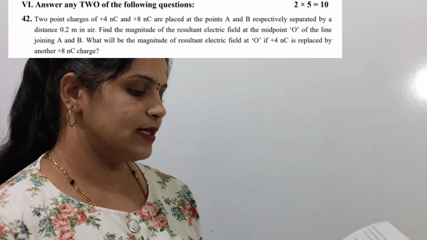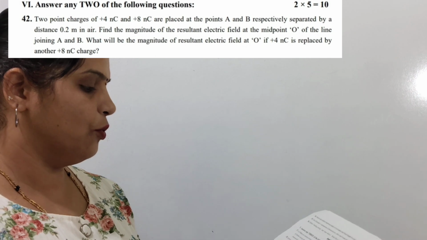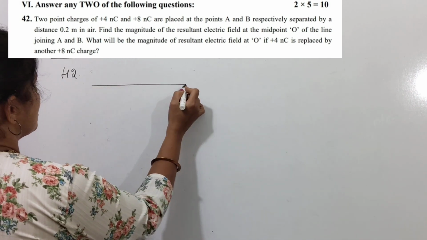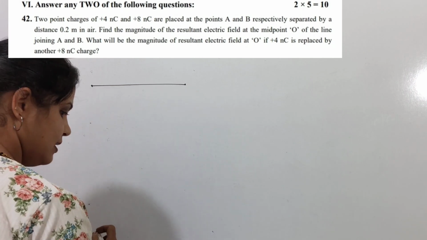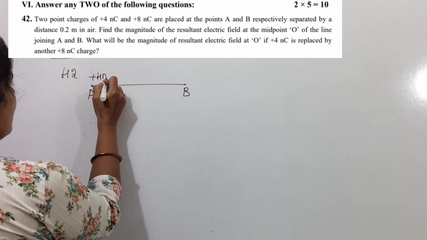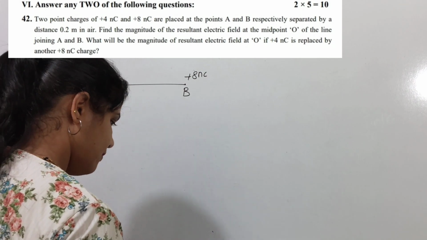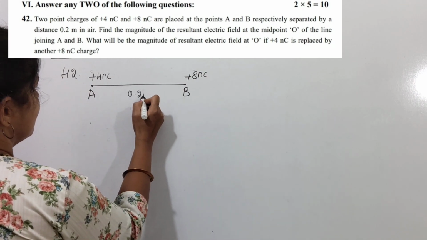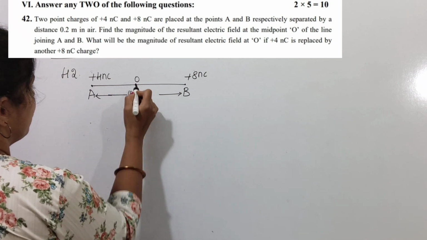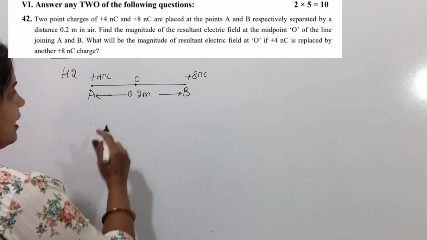What will be the magnitude of the resultant electric field at O if the 4 nanocoulomb charge is replaced by another +8 nanocoulomb charge? So first let us consider two charges placed here at points A and B, +4 nanocoulomb and +8 nanocoulomb, separated by a distance of 0.2 meter in air. Let us consider this is the midpoint O. Find the magnitude of the resultant electric field at O.